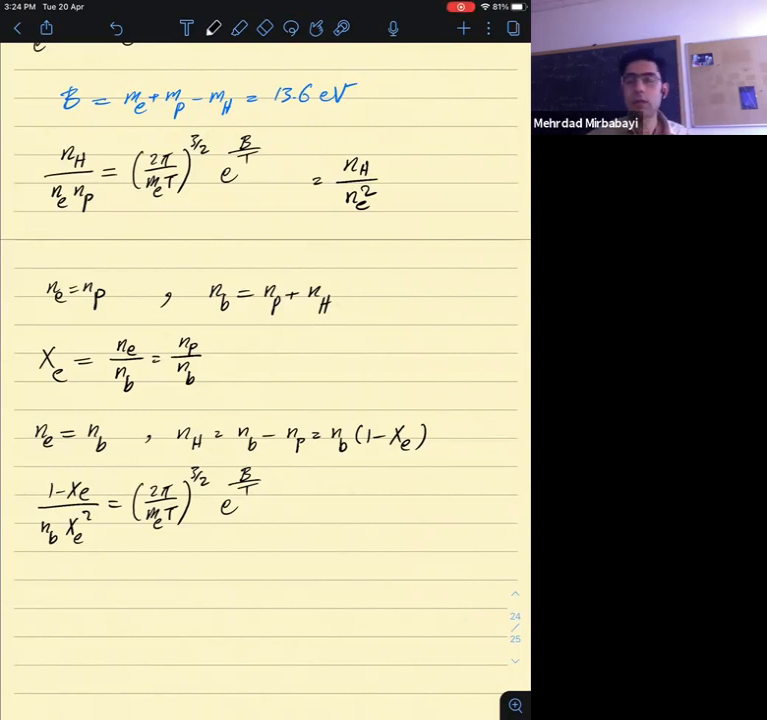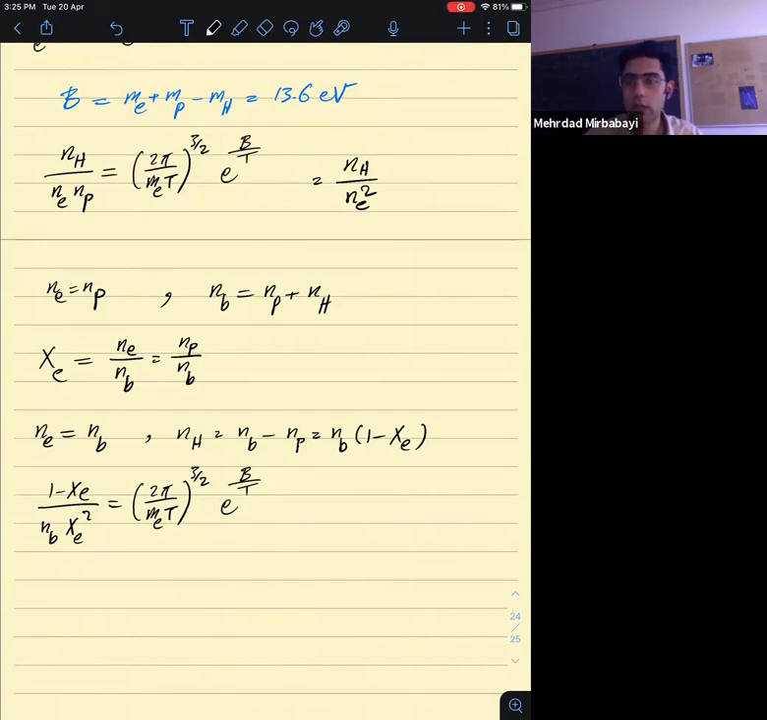Now another thing that we can do is that we also have knowledge of n_B, the number of baryons. For instance, we know Omega_baryon today, the contribution of baryons to the energy density of the universe today. We also know H_0, the Hubble rate today. So if I know Omega_baryon and H_0, I can determine the energy density and the number density of baryons today. We also know Omega_radiation today, so from that we can also determine the number density of photons today. And we know that the ratio of these two is conserved.